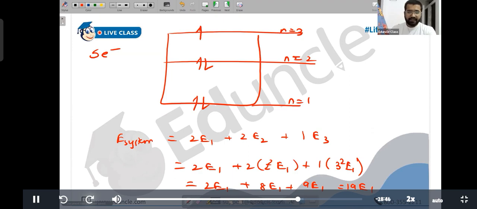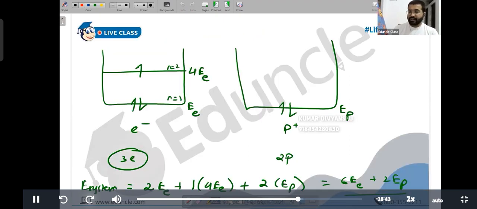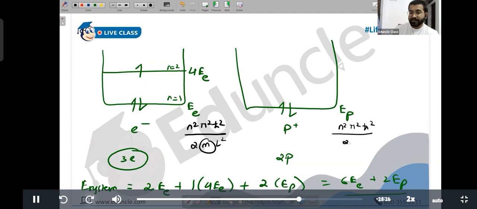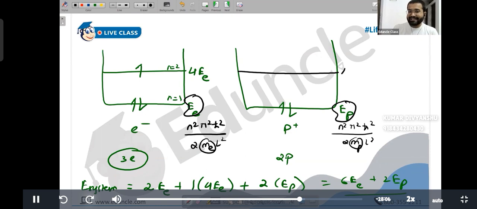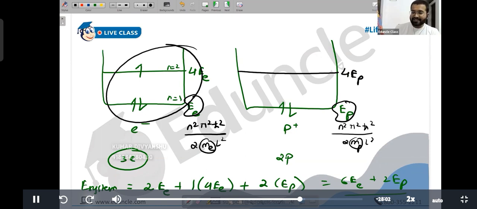Yes, yes. Now go back to this. See, the thing is, the energy of an electron is different: n square pi square h square upon 2 m L square. The mass of the electron is different now. And the energy of a proton is different: n square pi square h square upon 2 m L square. The mass of the proton is different. So this ground state energy and this ground state energy are not the same. This is the mass of the electron and this is the mass of the proton. Both are different ground state energies. So obviously we have got different excited state energies as well. So you have to treat electrons separately and you have to treat protons separately.